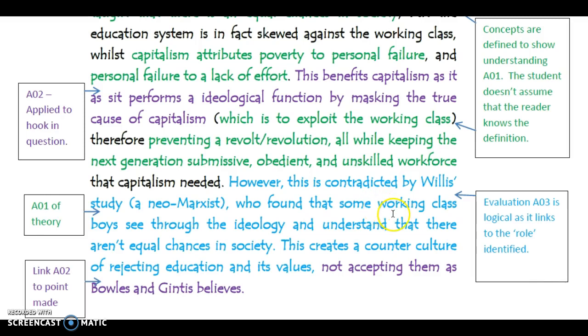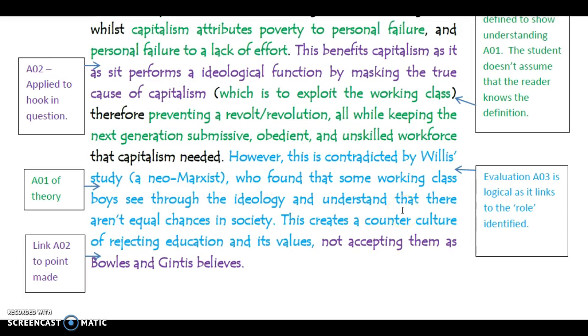And what he found was that some of these working class lads saw through the ideology. They knew that meritocracy did not exist. They knew that the system was skewed against them, and they understood that there wasn't equal chance in society, and they created a counterculture rejecting its values and not accepting them as Bowles and Gintis believe, linking it logically back to the point that was made.